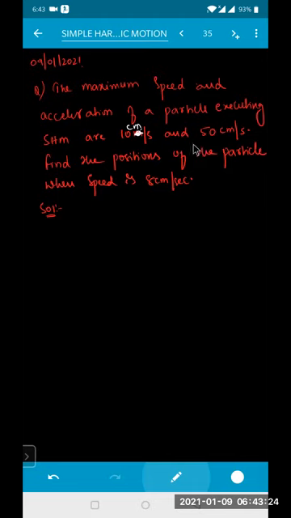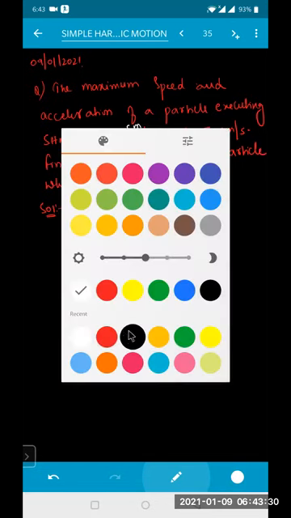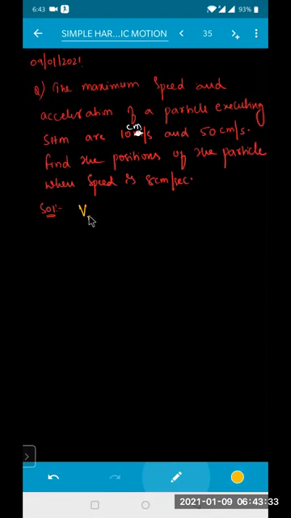Sir, here we have to find A, right? Yes, we need to find A. Tell me what will be the maximum speed formula, beta? V max is equal to A into omega. That is given as 10. And A maximum is equal to minus omega square into A. Minus indicates only direction, nothing to do with the calculation. That is equal to 50. So this is my equation number 1 and this is my equation number 2.